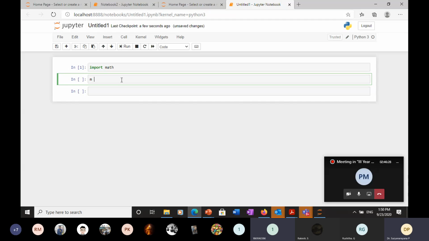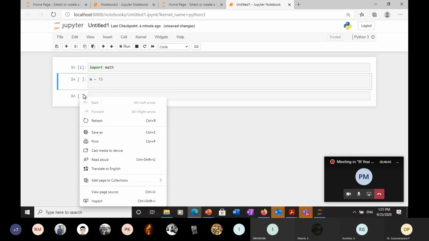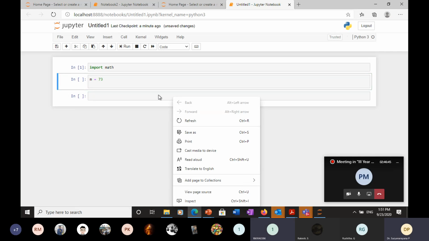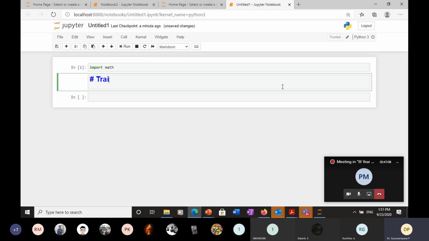Okay, so we said mass is 73 kilograms, right? Mass is 73. Now what I'm doing is simply trial and error. Simple trial and error. So I'll call this approach trial and error.